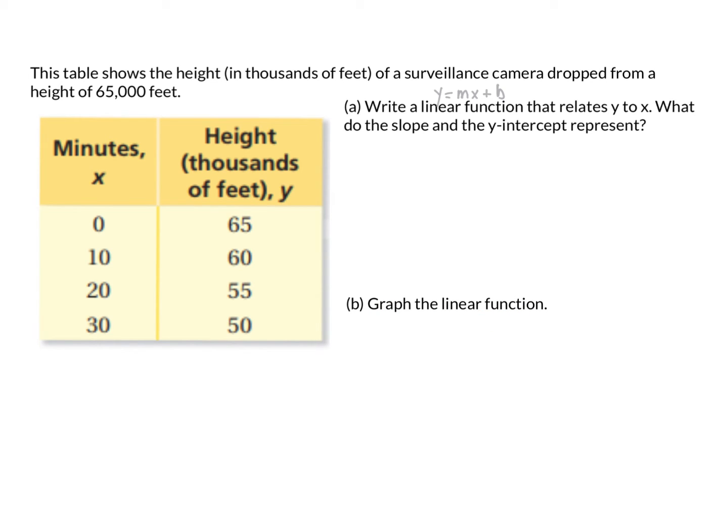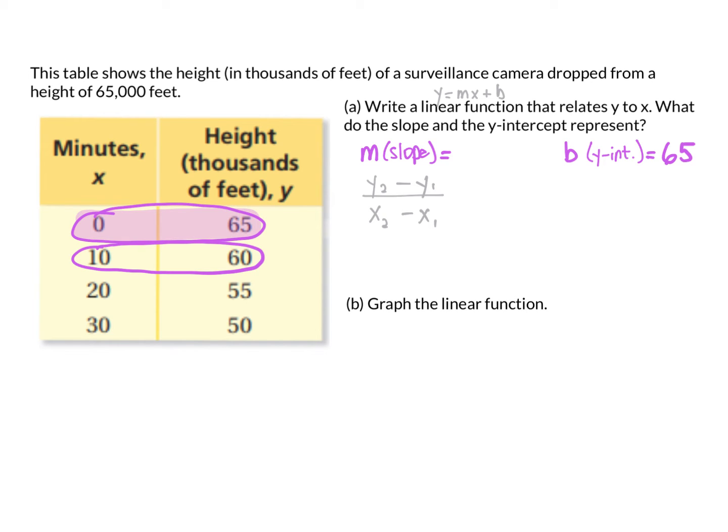So let's get started. All right, in order to find the linear function, we need to find the m and the b. Okay, let's start with the b. Is there a place where x is 0? Yes, x is at 0 minutes. The drone, the surveillance camera, why did I say drone, is 65,000 feet in the air. So 65 is going to be our beginning, okay? So now let's find the m, and to find the m, since we don't have a graph, we're going to use the formula. So y minus y over x minus x, and we're going to pick 2 points. I like to pick the 2 smallest points, okay, with the smallest numbers.